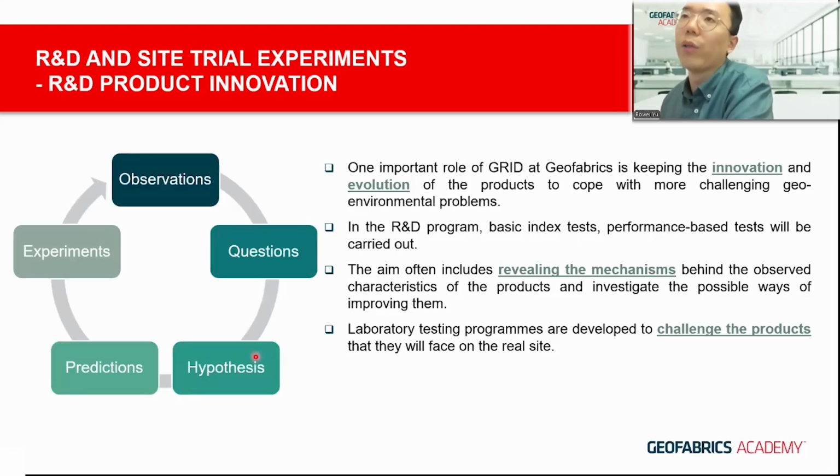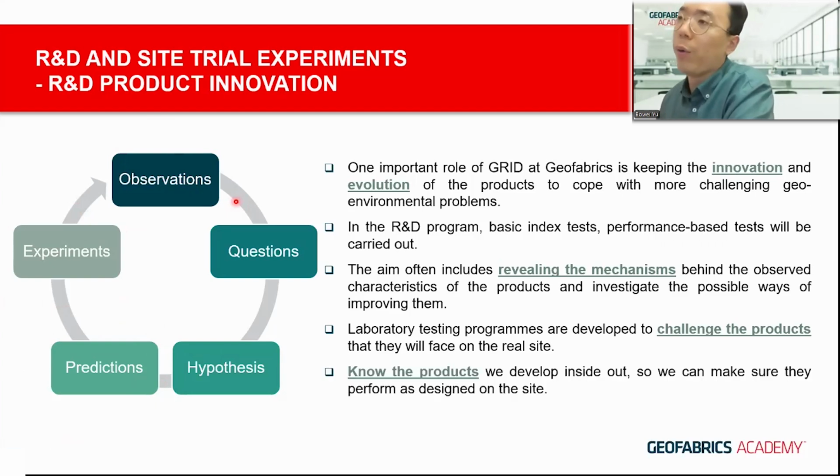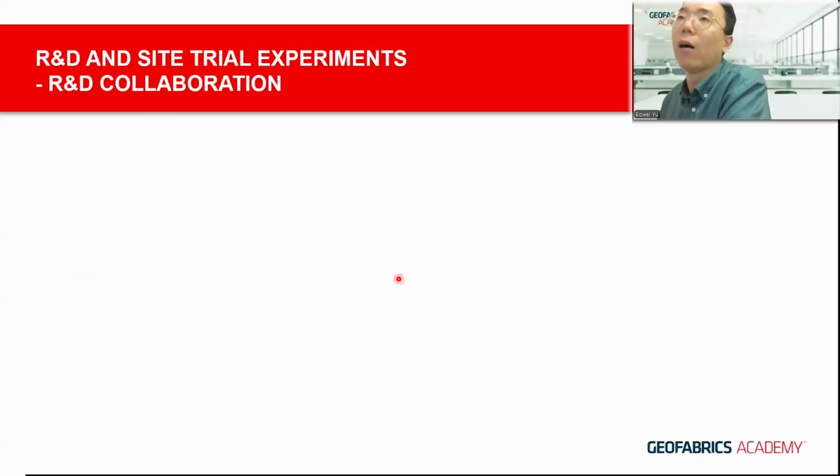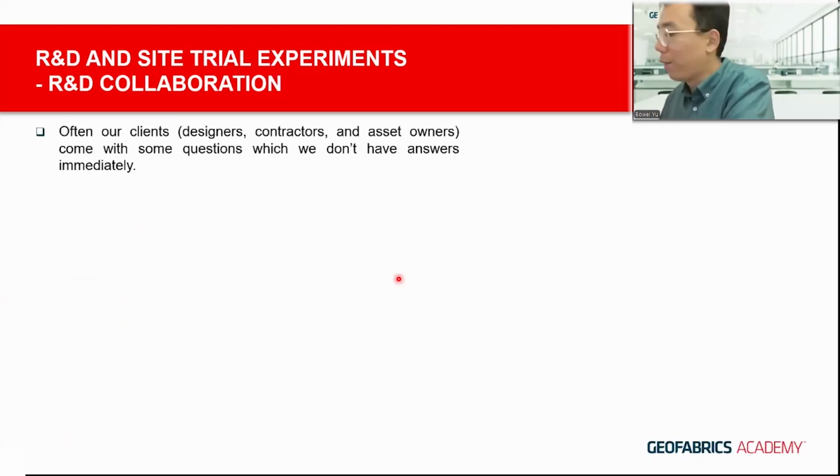And this is the circle we do. We have the observations, then we raise the questions and bring up the hypothesis, and maybe also make the predictions of the performance of products. Then we carry out the actual experiments, and we will have more observations and repeat the circle until we know the very factor of the products that we developed inside and out, so we can make sure they perform as designed on the site.